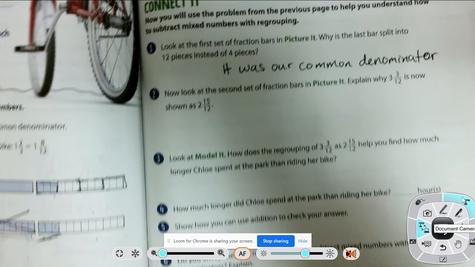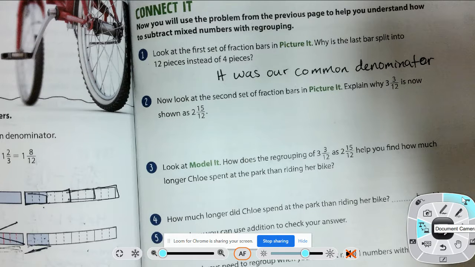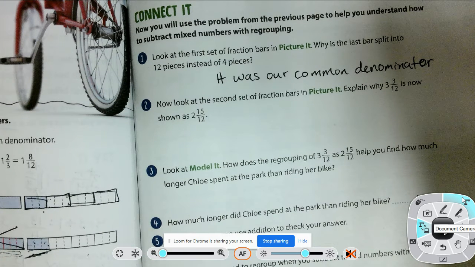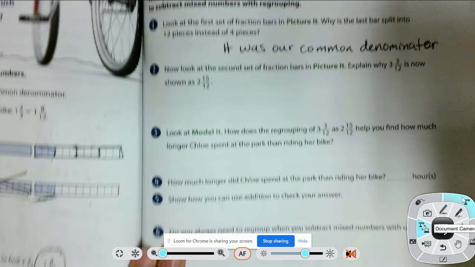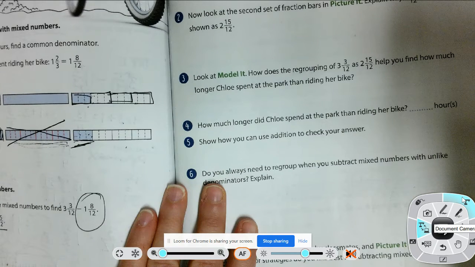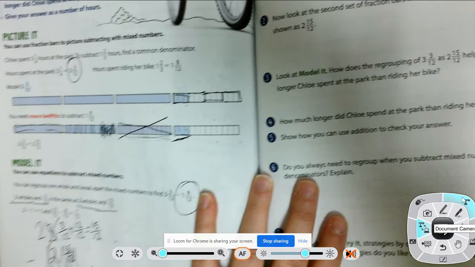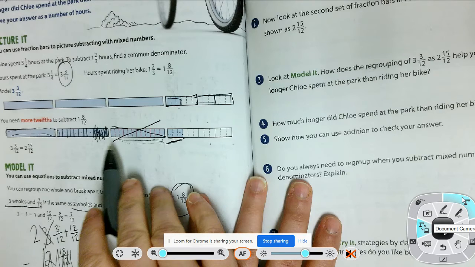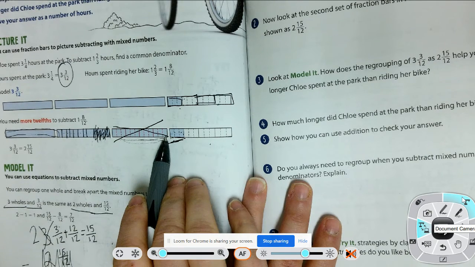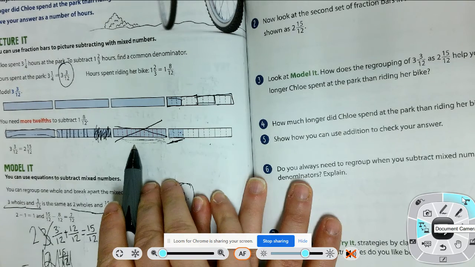All right, now look at the second set of fraction bars. Why is the 3 and 3 twelfths now shown as 2 and 15 twelfths? It's shown as that because we know that this can be turned into twelfths too in order to take away more twelfths.